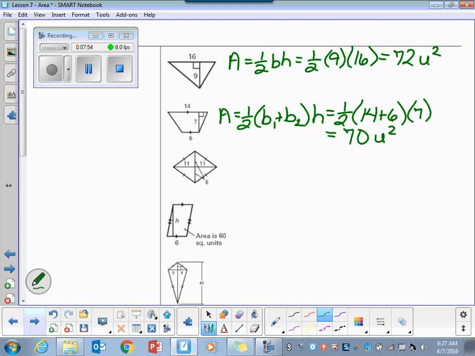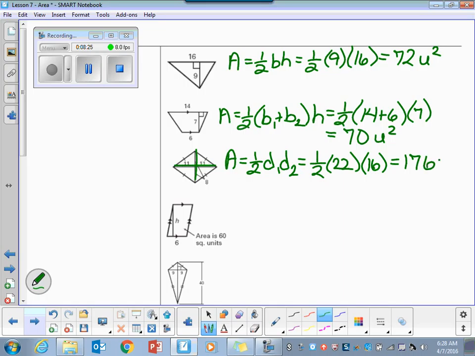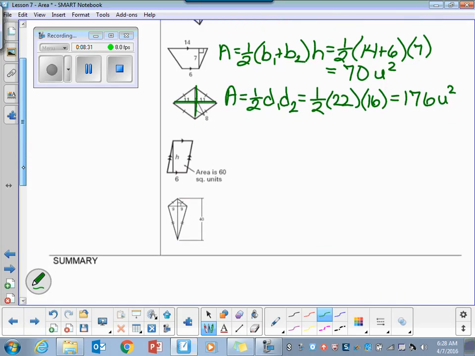We have a rhombus. They did not give us base and height. So we can solve this using our diagonal theorem. Area equals 1/2 diagonal 1 times diagonal 2. So half. The first diagonal is 22, and the second diagonal is 16. So let's see, half of 16 is 8. 8 times 22 divided by 2, 176 units squared.